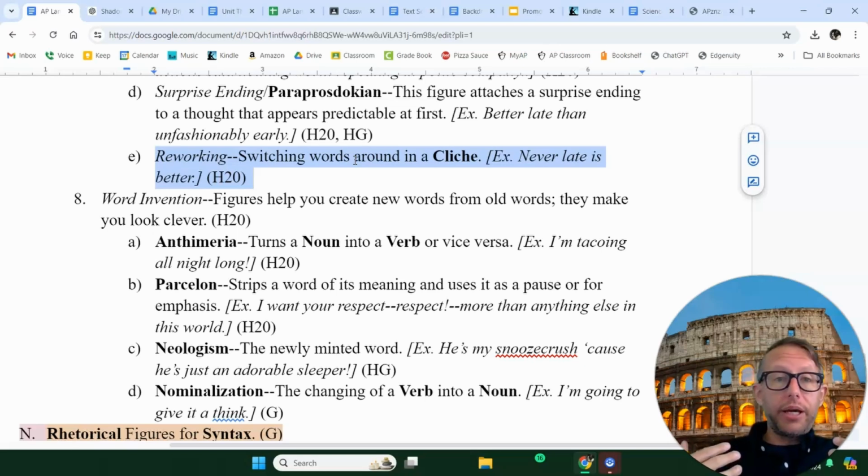This is one personally of my own construction that I use all the time. When somebody says better late than never, particularly about a homework assignment, my response is generally, yeah, but never late is better. So I've taken the existing content and I've just reorganized it, and it makes sense. It has some meaning to it right there.